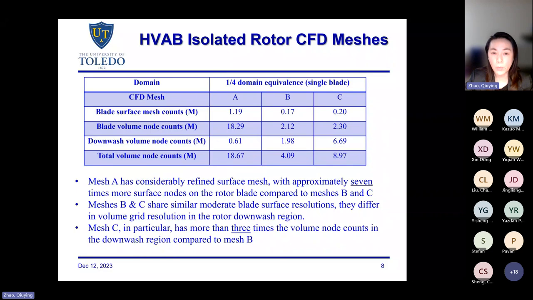In this work, we perform the grid sensitivity study, so we built three different meshes. Mesh A has the most refined surface mesh, and it is built with a single blade, so it is the one quarter blade region. Mesh B and mesh C are built with the full rotor computational domain. In order to easily compare the size of the grids, we convert all three grids into the corresponding equivalent one-quarter domain size, so that we can compare those grids side by side.